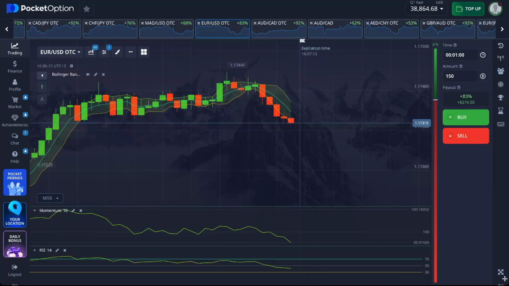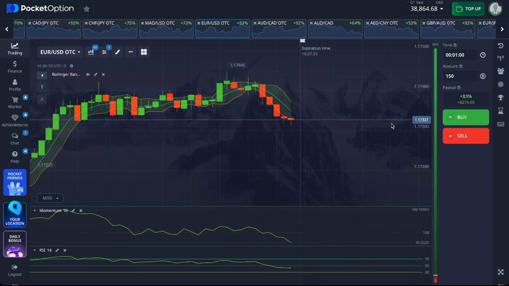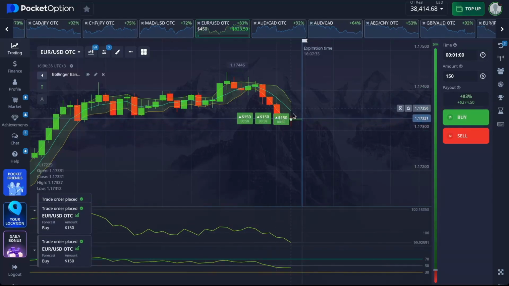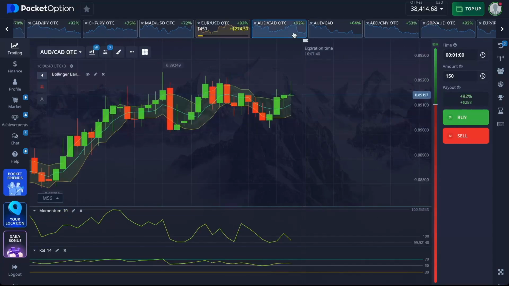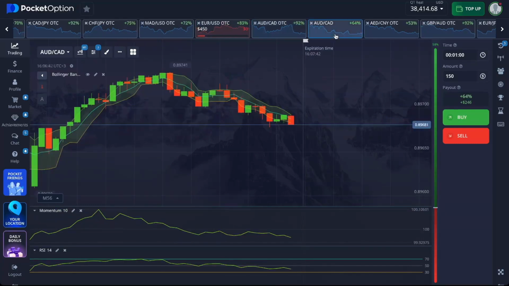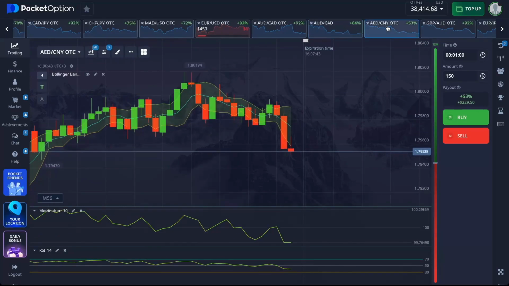On our screen we have the EUR-USD pair, OTC market. We can see the candle dropping to the lower Bollinger Band. We can see the momentum indicator heading down toward the value of 100. We can also see the RSI falling below 50, indicating an oversold condition. That's why I'll gladly take 3 buy trades from here. Expiration is 1 minute.